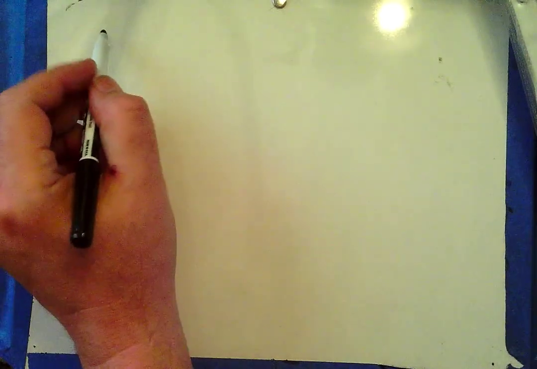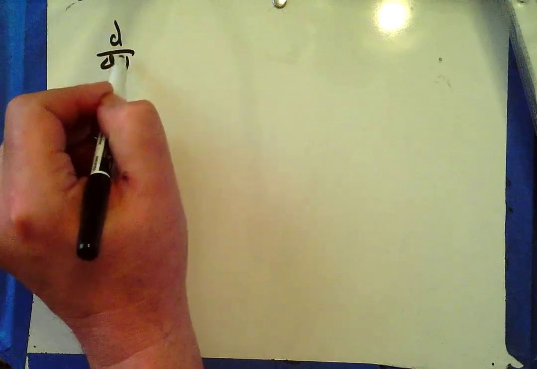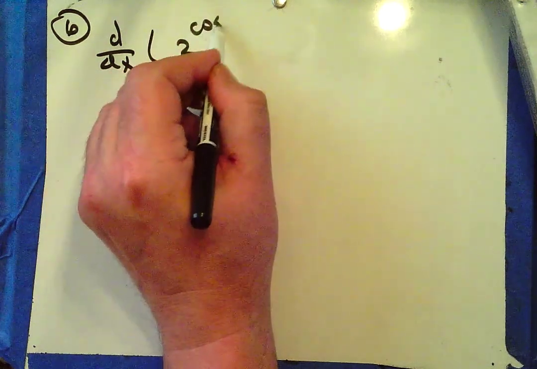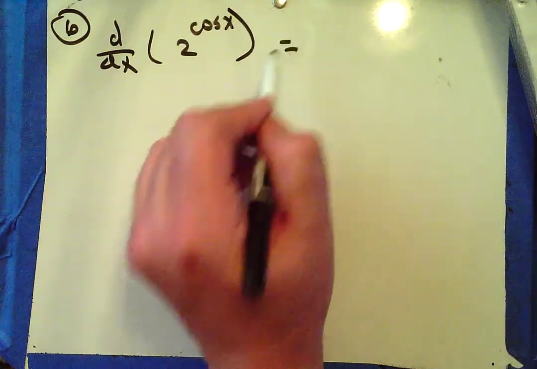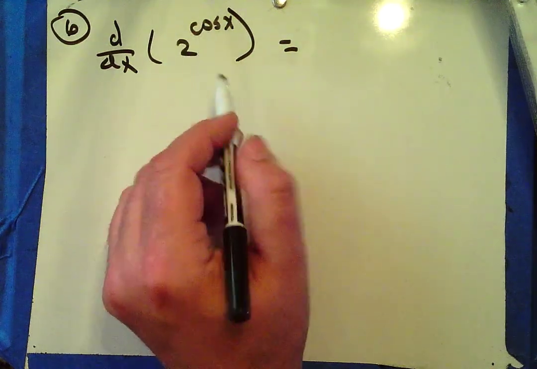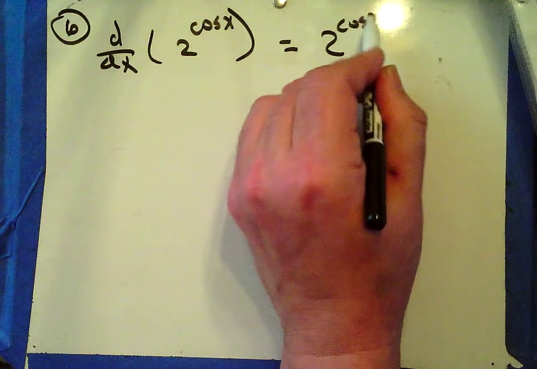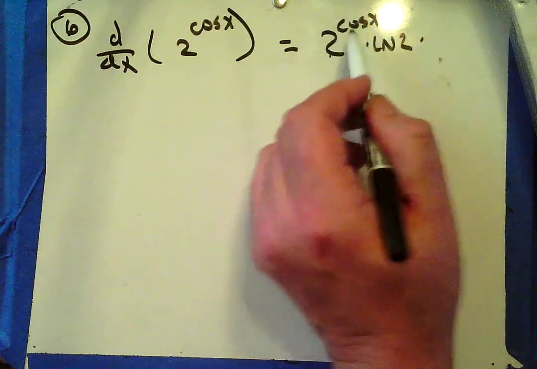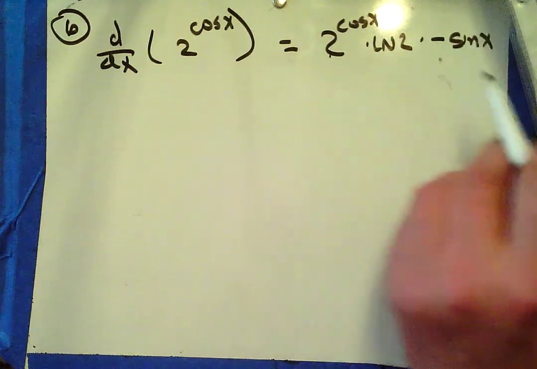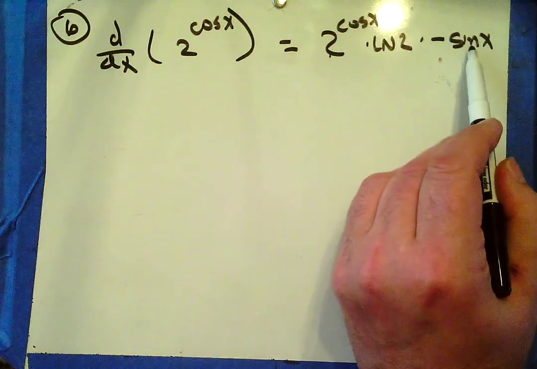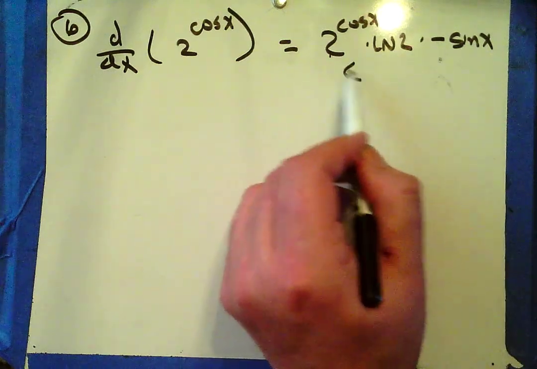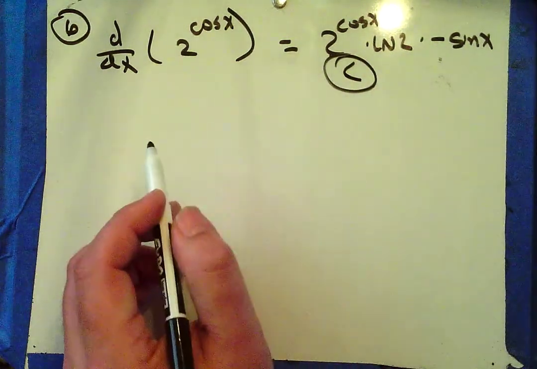Okay, 6. They want us to take the derivative of 2 to the cosine x. Okay, so we take the derivative of 2 raised to the power of, we get 2 to the power of, don't forget ln of 2, times the derivative of that inside function, which is minus sine x. So I've got minus sine x, or minus sine x ln 2, that's choice C. Choice C for number 6.